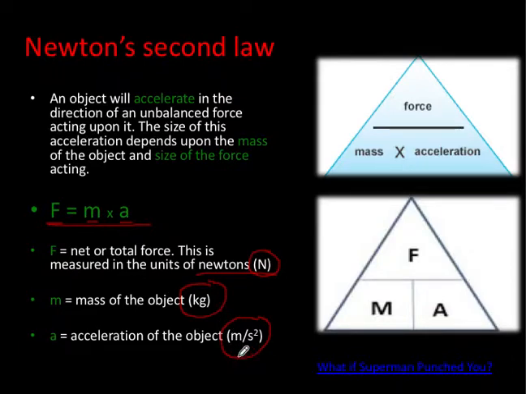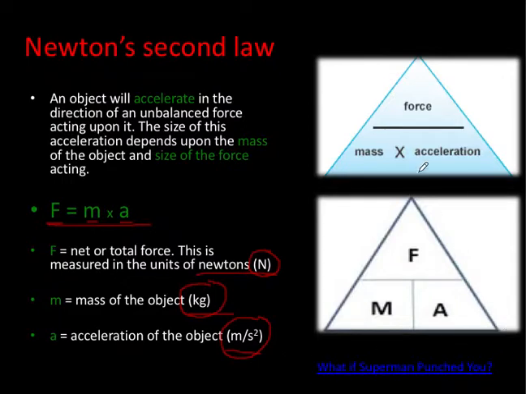If it has given you an acceleration of kilometers per hour squared, then you must change it to meters per second squared. Or if it's given you a mass in grams, you must change it to kilograms. It will make your calculations for your Newton's second law much more simple.